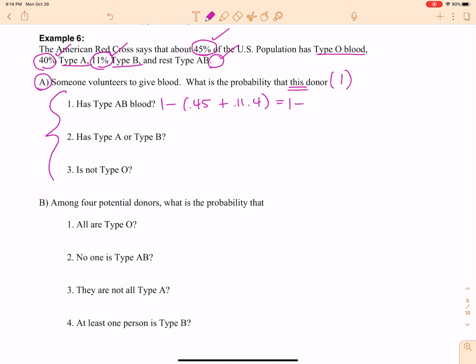Oh, I forgot my little plus sign. Dadgummit. Out of control. Can't take me anywhere.